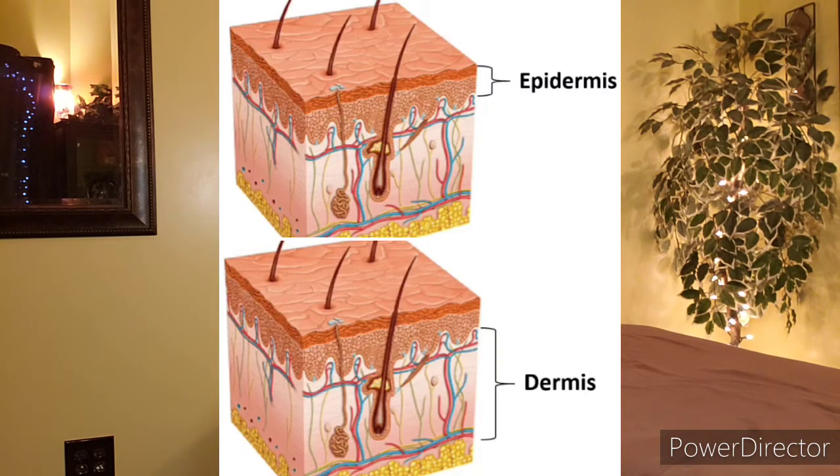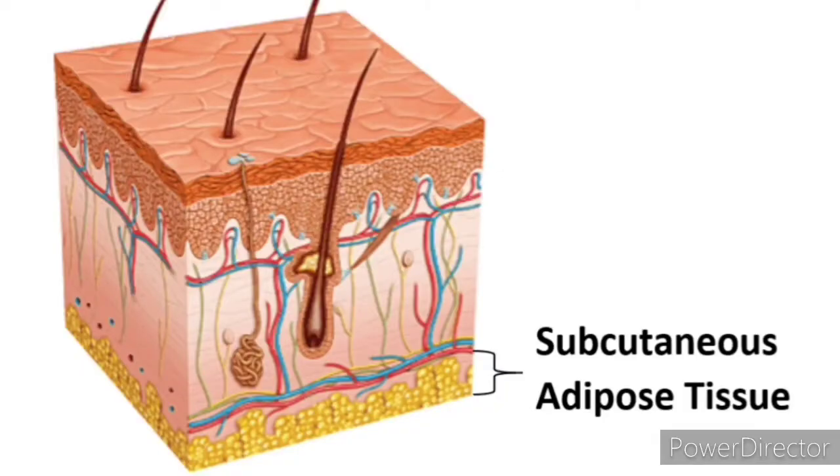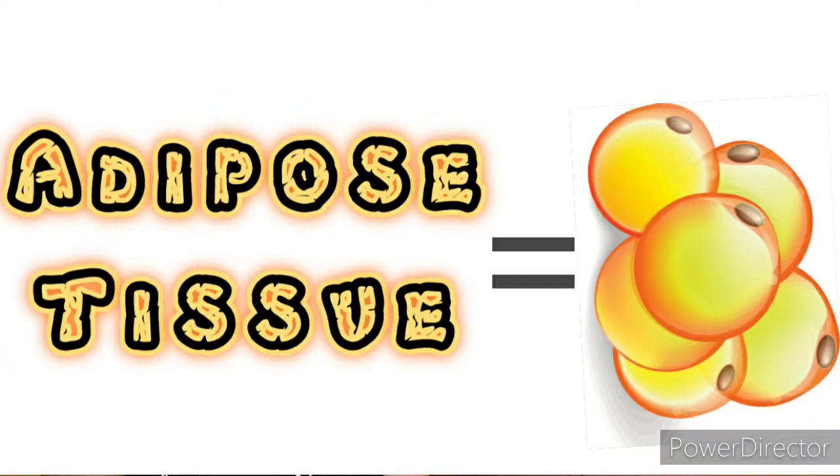Let's get started. So far in our lessons we've covered the top two layers of the skin, the epidermis and the dermis. But today we're going to focus on the next layer down, which is commonly known as the hypodermis, the subcutaneous layer, or the adipose tissue layer. Adipose is just a fancy word that means fat, and we can actually find this tissue all throughout our bodies.